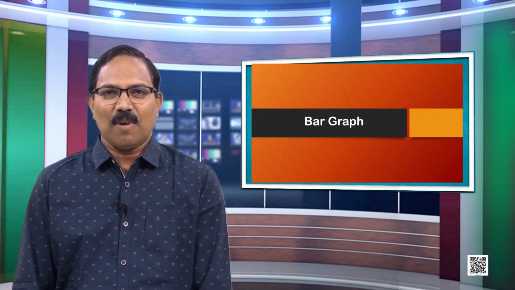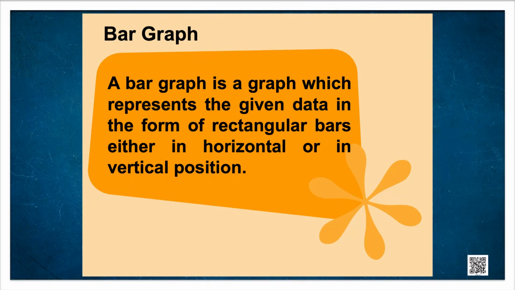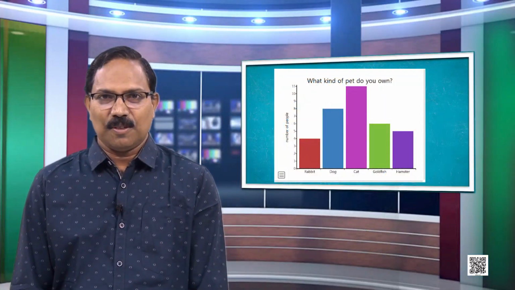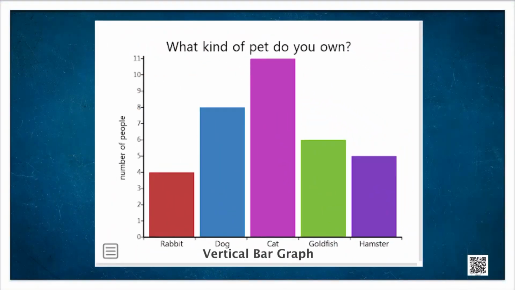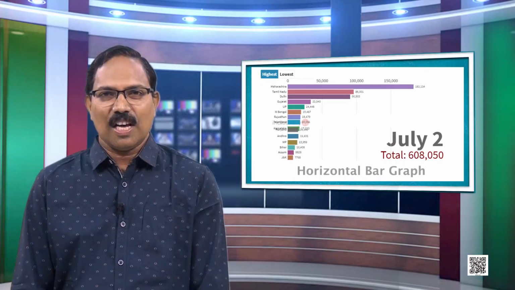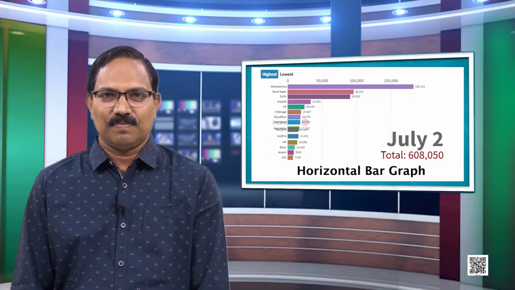Why is it called a bar graph? A bar graph is a graph which represents the given data in the form of rectangular bars, either in horizontal or in vertical position. Look at this graph. It is a vertical bar graph. Look at this graph. It is a horizontal bar graph.